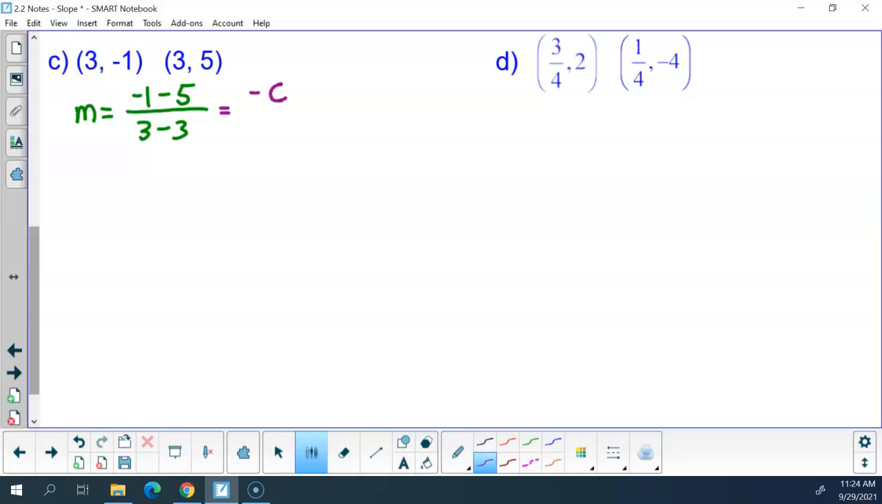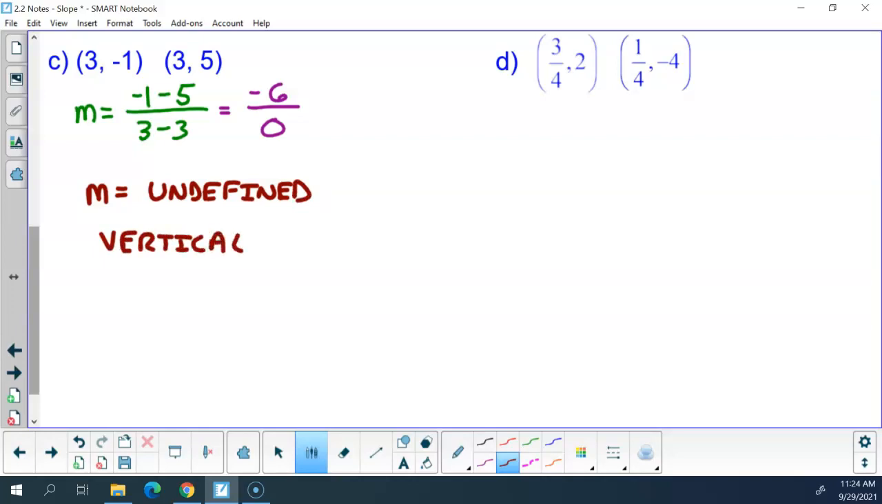I got -6 over 0. That's not possible, so that gives me an undefined slope. Oh, yeah, because I did it wrong, so you're right.